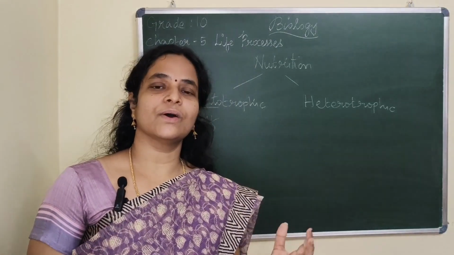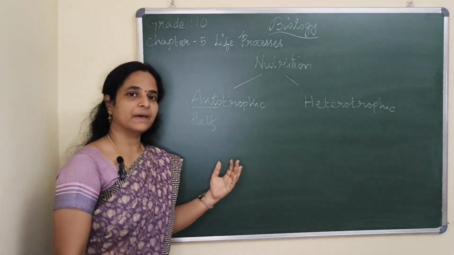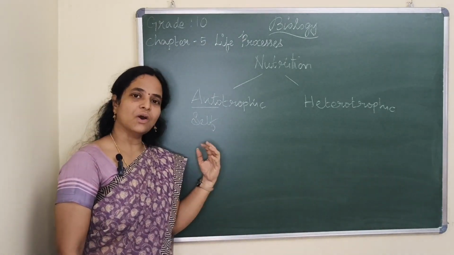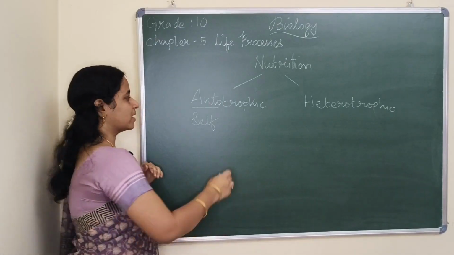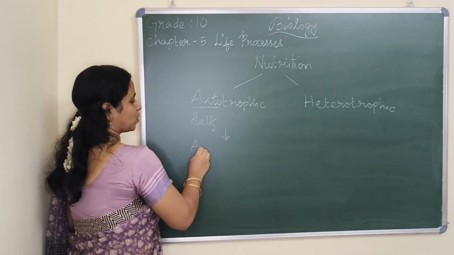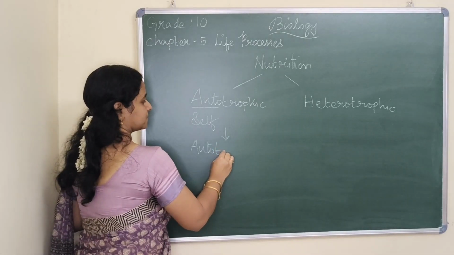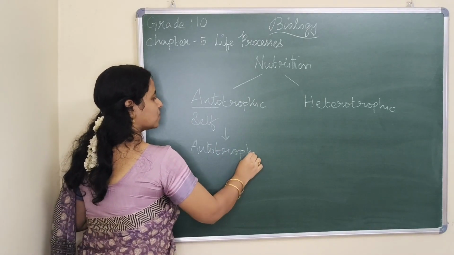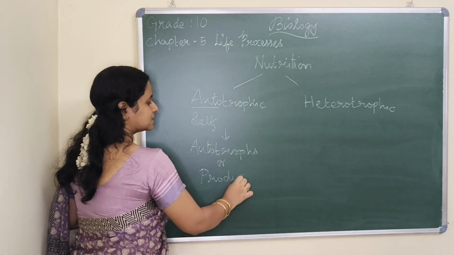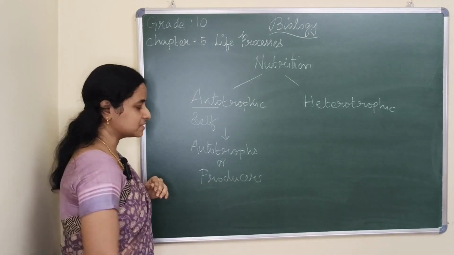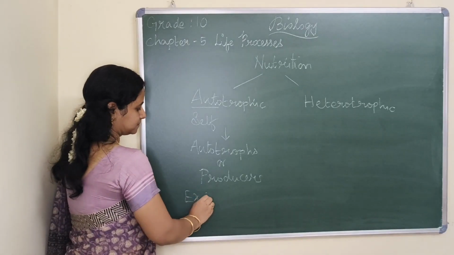So there are certain organisms which can prepare food of its own with the raw materials available in the environment. So you call those organisms as autotrophs. You also call them as producers. So the very common example of autotrophs and producers are plants.